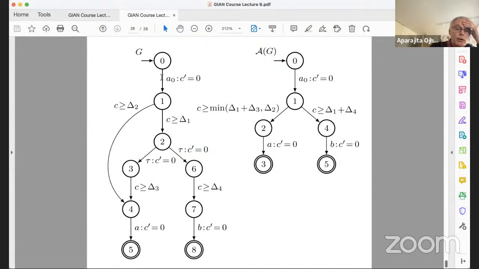Then we could look at individually, what is the fastest way to go from A0 to A and from A0 to B. And we see that from A0 to B, it's just that we first have to pass delta 1, and then we reset the clock, and then delta 4. So it's delta 1 and delta 4. When the clock is greater than that, you should be able to go to this marked state.